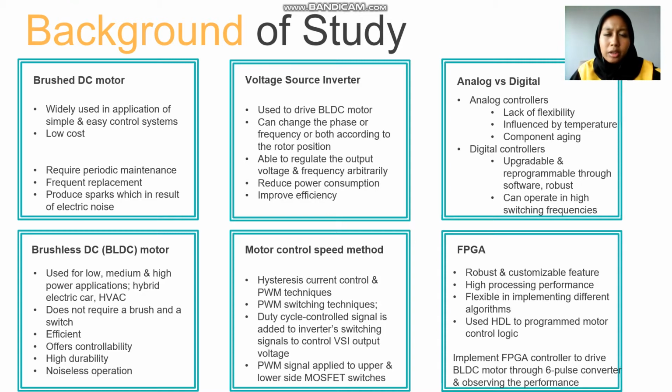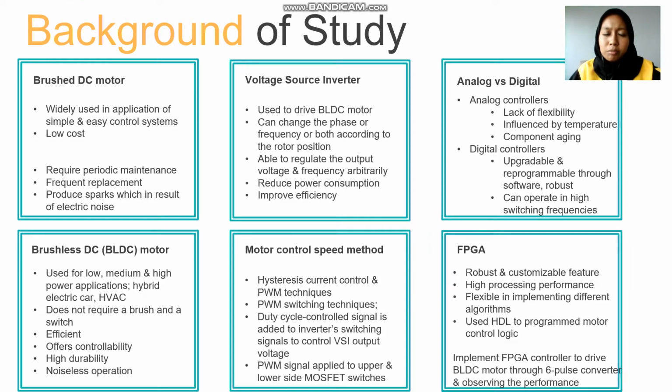The BLDC motor, on the other hand, is used for low, medium, and high power applications such as hybrid electric car and HVAC. Due to its brushless feature, it is more efficient, offers controllability, high durability, and produces noiseless operation. The voltage source inverter is used to drive BLDC motor, and can change the phase, frequency, or both according to the rotor position. It is able to regulate the output voltage and frequency arbitrarily. It also reduces power consumption and improves efficiency.